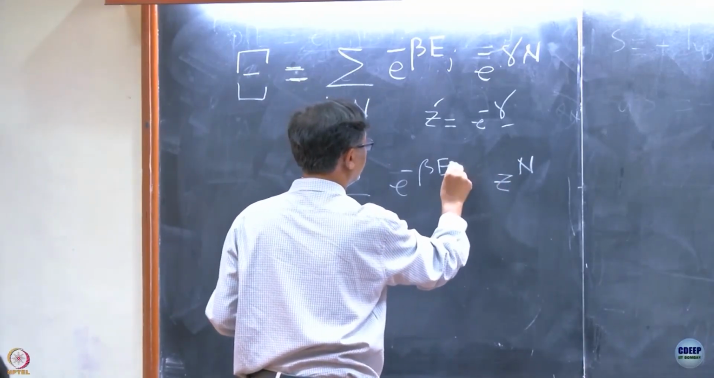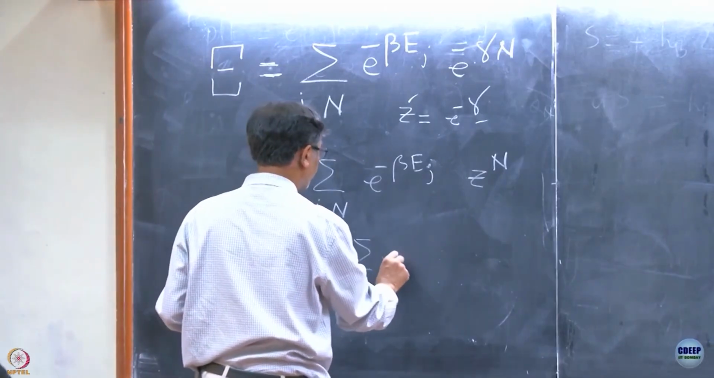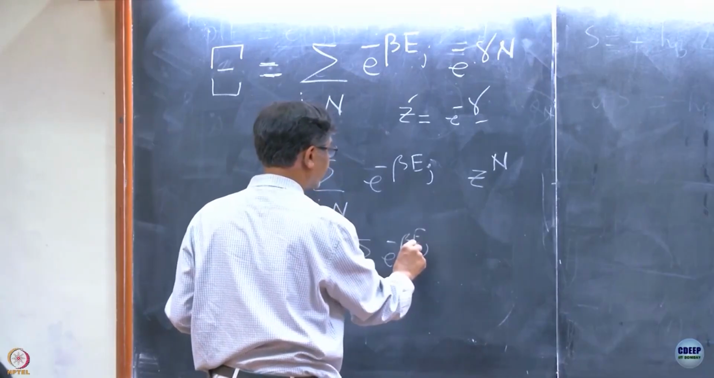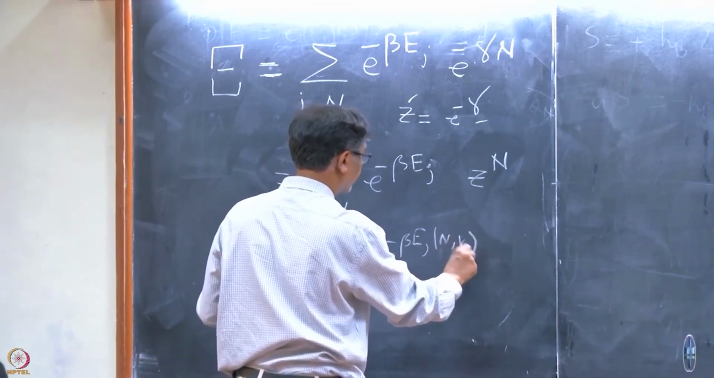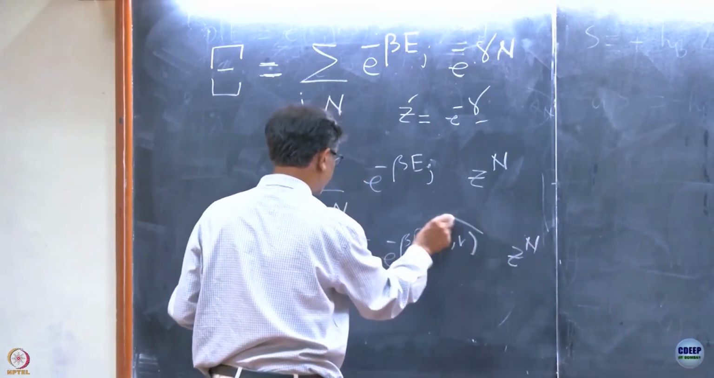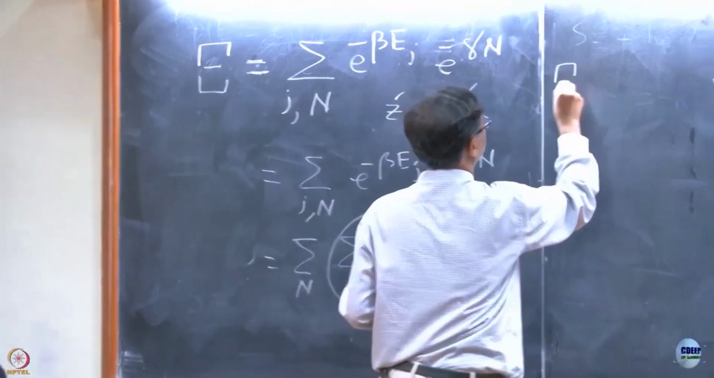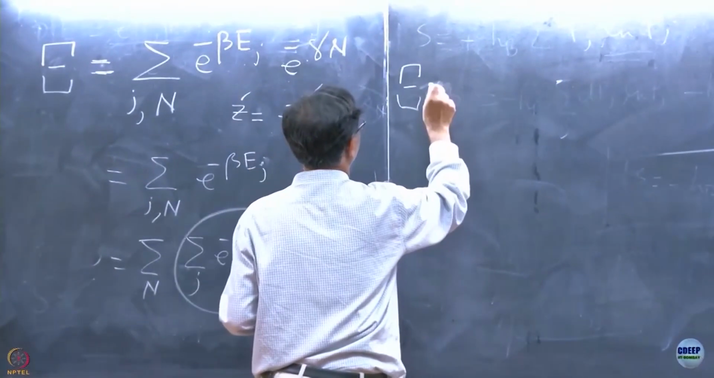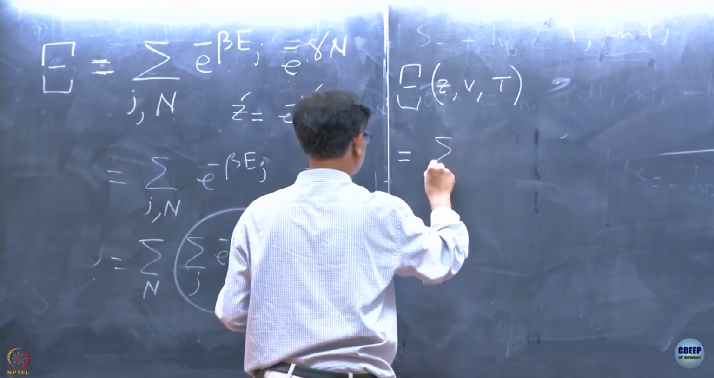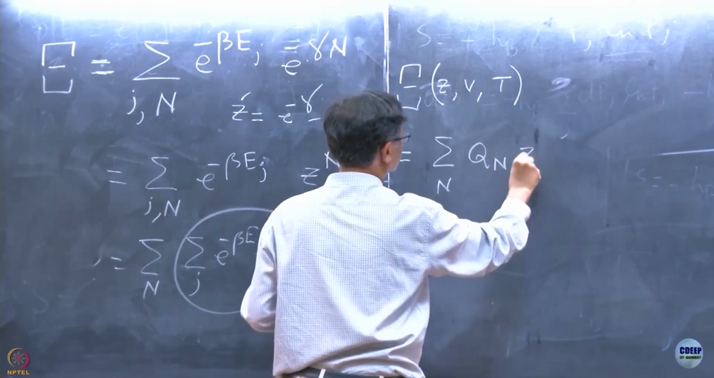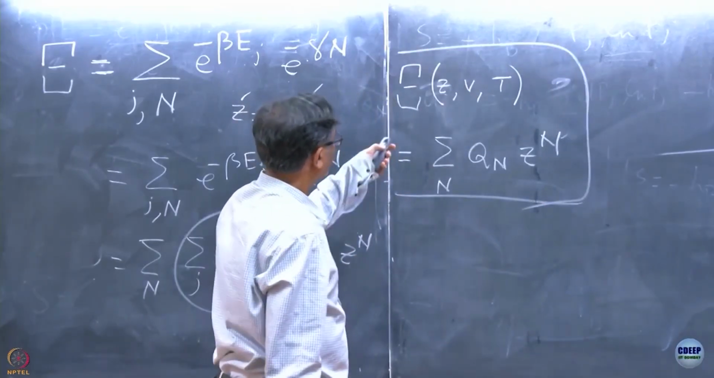Now this Ej. So, I can take this sum out, I can take this sum in j, I can do beta Ej. So, this is the energy of a system characterized by N and V. So, this then is the canonical partition function. So, this thing is now really very nice. So, this is the definition of the grand canonical partition function.